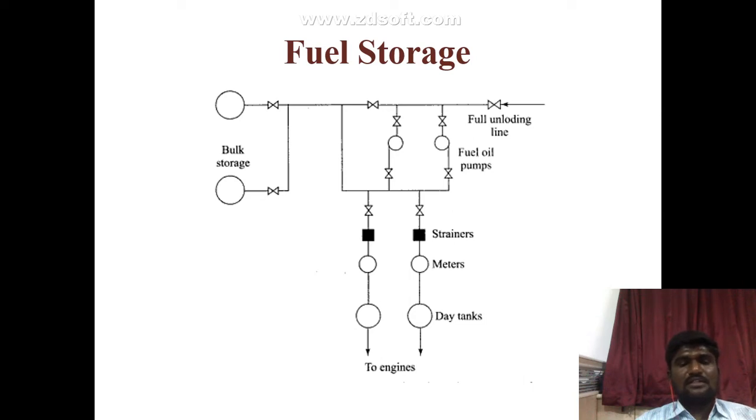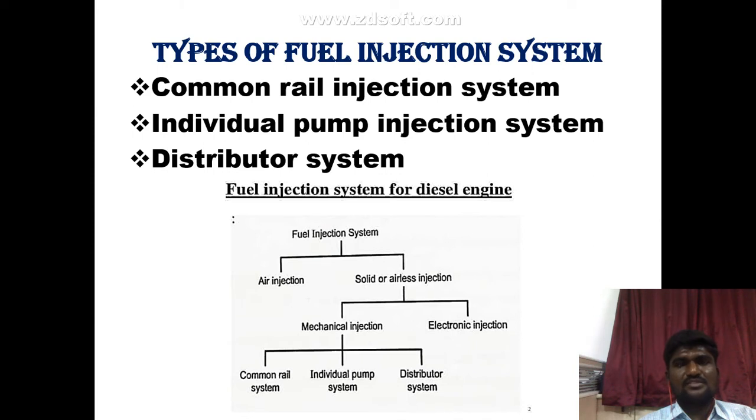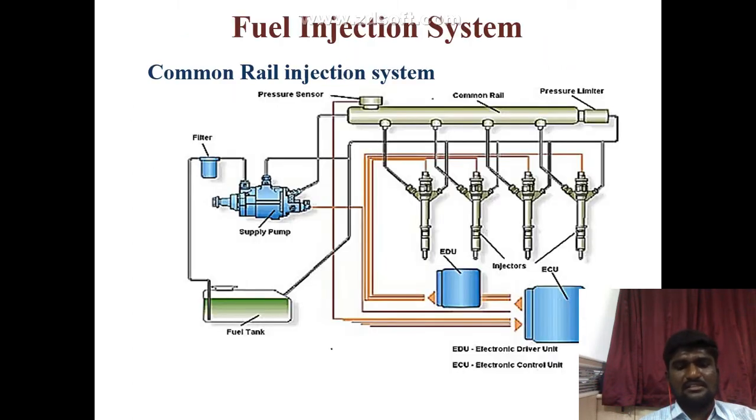We have some types of fuel injection system. First one is called the common rail injection system, second one is the individual pump injection system, and third one is the distributor system, right? These are all the types of fuel injection system and the main classification. First one is the common rail injection system, which we have shown in the PPT.